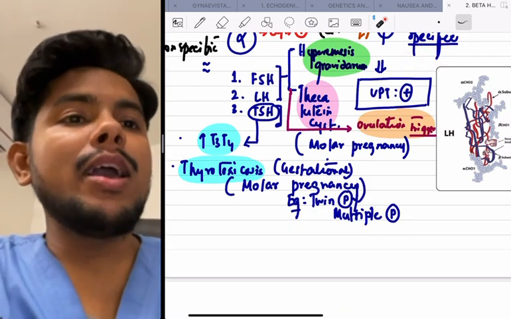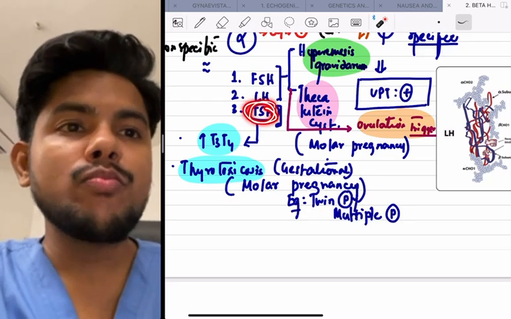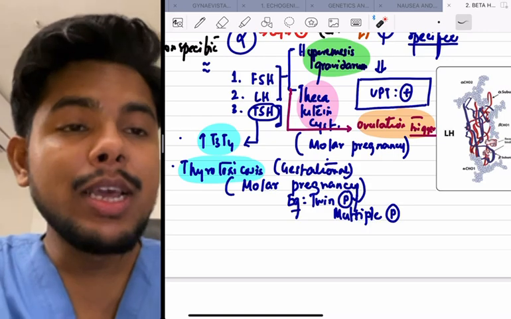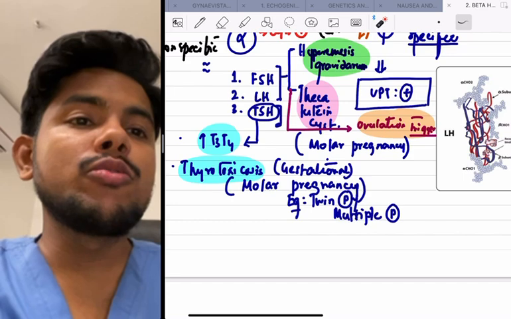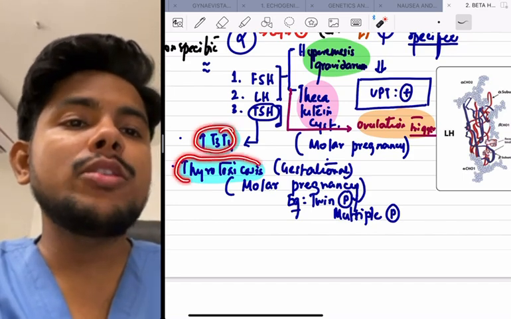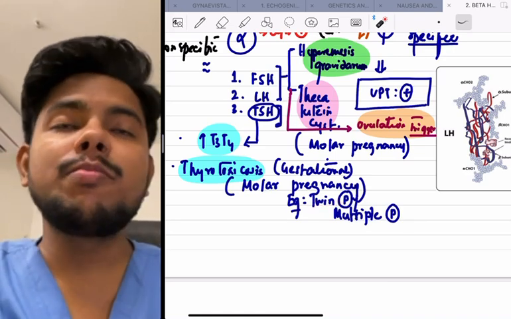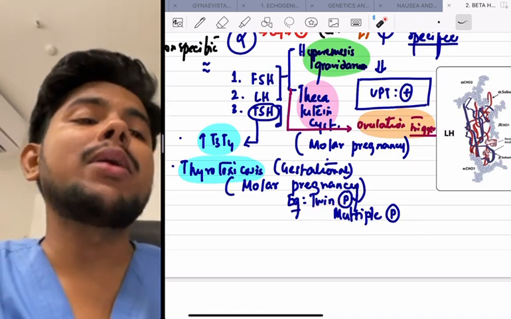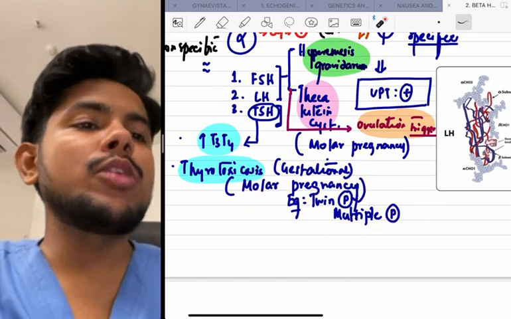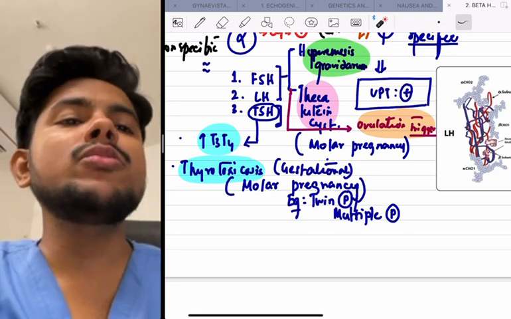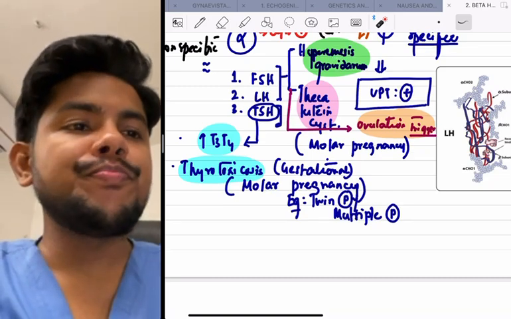Then I told you that it has got similarity with TSH as well as far as the alpha subunit is concerned, and that's why when the hCG level is very high, it can also lead to hyperthyroidism and thyrotoxicosis. Especially in case of twin pregnancy or triplet or quadruplet, I mean to say a multi-fetal gestation and molar pregnancy. Am I clear with this? So you have got only 1 clinical implication as far as the similarity with TSH is concerned. Am I clear with this? Okay.